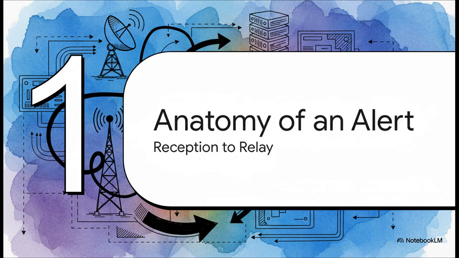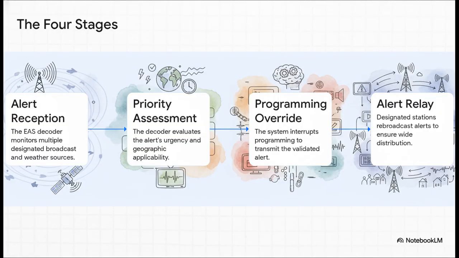First things first, let's follow the path of an alert as it comes into your facility. Seriously, understanding this signal flow is the key to appreciating how the system is designed, and maybe more importantly, why your IT skills are so absolutely crucial to making it all work. The whole process really breaks down into 4 key stages. It all starts with alert reception. That's where the EAS decoder is just constantly listening, monitoring multiple sources. Then you've got priority assessment, where it has to figure out, okay, how big of a deal is this? The third step is programming override. That's the part you actually see on air. And finally, for some stations, there's alert relay, where they pass the message on down the line.